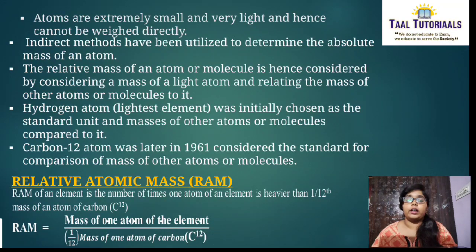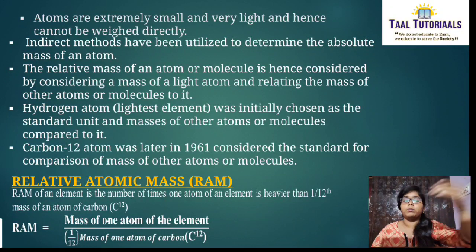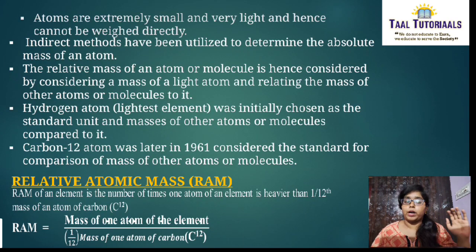See, relative atomic mass, you can tell in short form as RAM. That is equal to the mass of one atom of the element divided by 1/12th mass of one atom of carbon. Okay, you are taking the mass of one atom divided by 1/12th mass of the carbon atom. This is what relative atomic mass is.